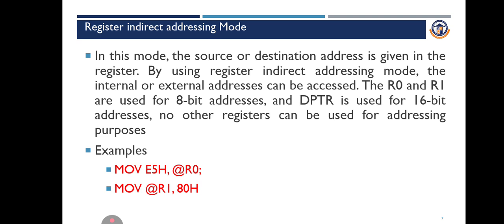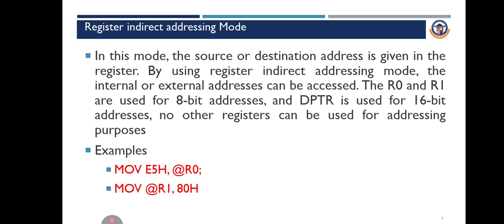In the register indirect addressing mode, the source or destination address is given in the register. By using this mode, the internal or external address can be accessed through the register. As we said, the R0 to R7 registers were used in the last addressing mode, whereas in register indirect addressing mode, R0 and R1 are used for 8-bit addresses, and DPTR is used for 16-bit addresses.